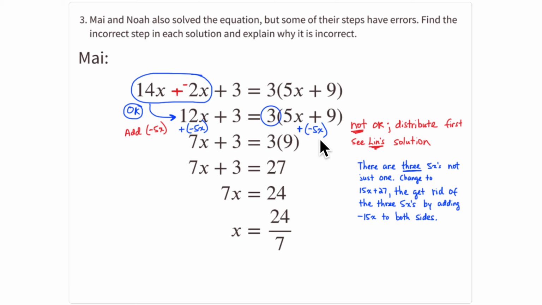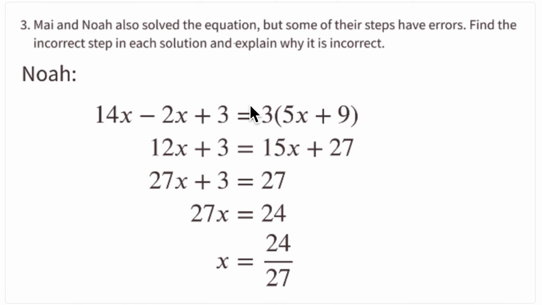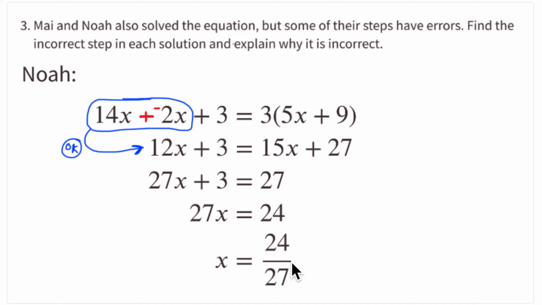But the point here is that you have to recognize this is 3 groups of whatever's inside these parentheses, whatever's inside that group. So there really are three of these 5x's, not just one of them. And Noah worked on the same problem, and he also made a mistake somewhere, because he does not get the same answer. He gets a different answer. So where did he make his mistake?